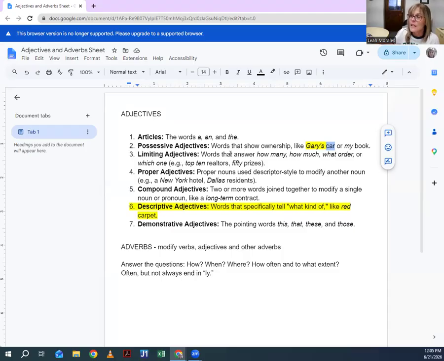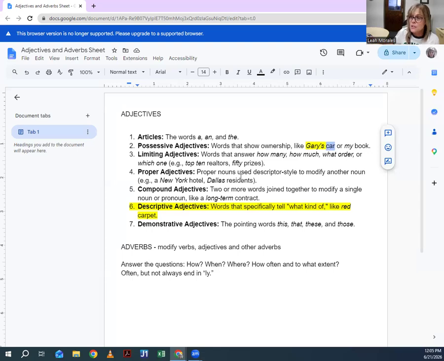Limiting adjectives. These answer how many, how much, what order, or which one. Like the top 10 realtors, 50 prizes. These are number words being used as adjectives because they're being used to describe a noun.